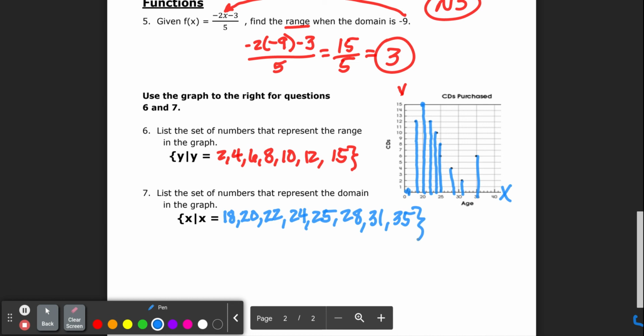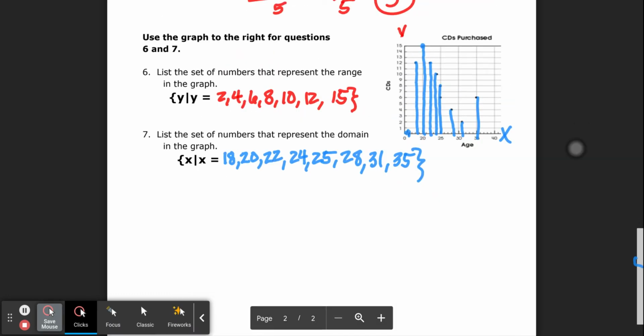All right. That's all that is, I believe. Let's look down here. Yep, that's all there is. Okay.